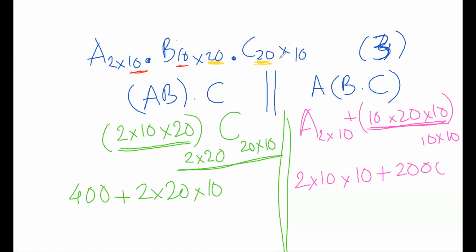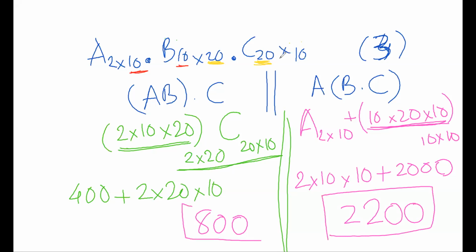2000. So if you see on the left hand side, you get 400 plus 400, you get 800. And here you get 2000 plus 200 is 2200. So this order, if you multiply A with B first, you reduce the number of multiplications by 1400. So this is just for a three sequence matrix. If the matrix sequence is long, you can reduce the number of multiplications drastically.